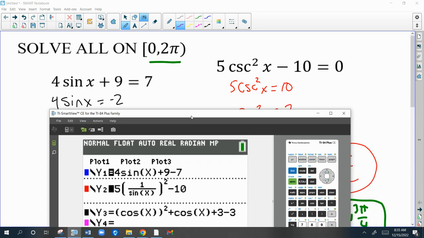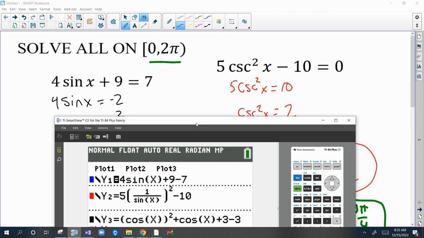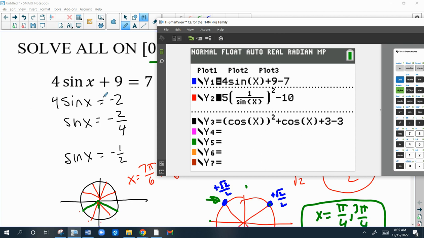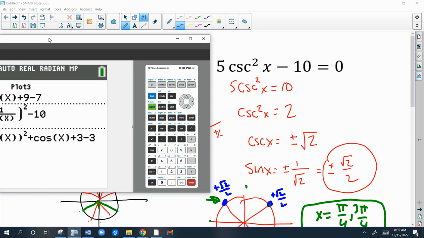First of all, you're going to have to plug these into the calculator in the y equals screen. Always set it equal to 0, because you are finding the zeros, and that's what will help you find the solutions. Therefore, for 4 sine x plus 9 equals 7, I typed it in as 4 sine x plus 9, and then I brought the 7 over and put minus 7. Before we look at them, I'm going to show you how I typed in the rest of them, the last two.